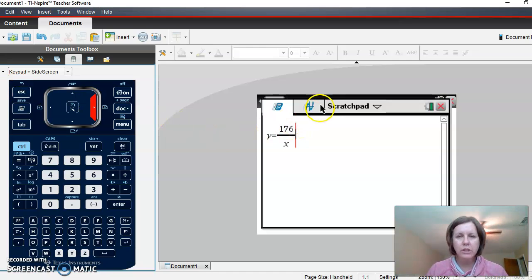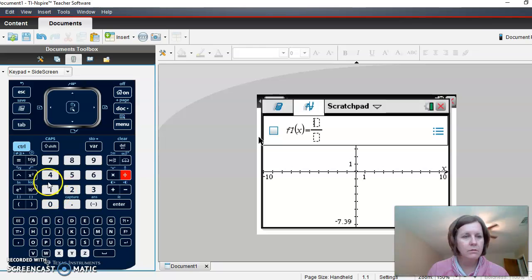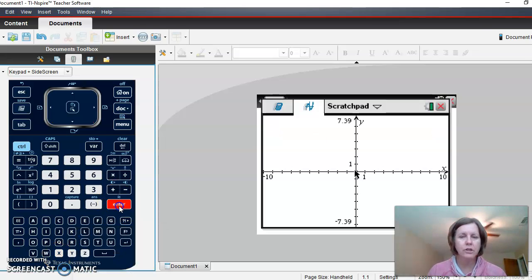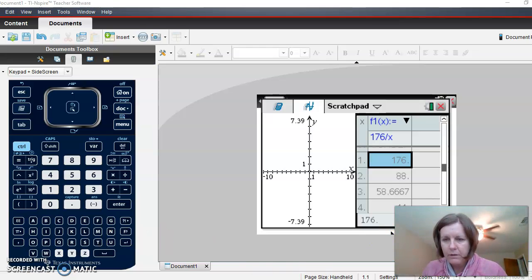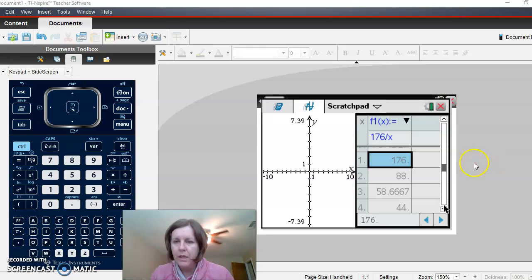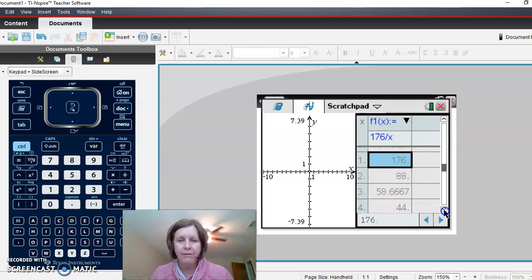Okay, so what we can do is go to a graph page and type in 176, or whatever our number might be, divided by x, and I can hit enter to graph it, but I'm not really concerned about the graph. What I want to see is the table. So I'm going to hit Control T. Let me see if I can move my little box out of the way. Okay, do you see here, all these numbers in the table are factors of 176.